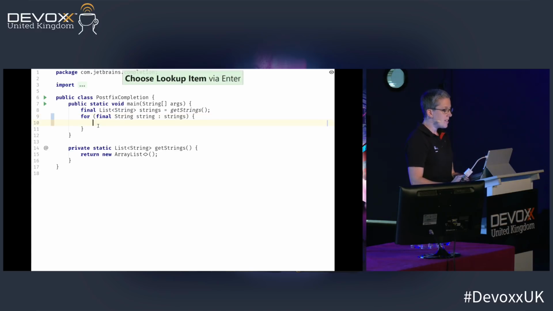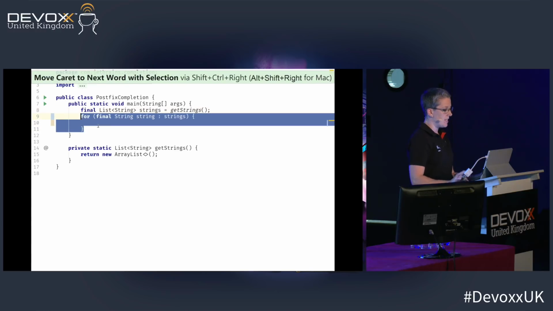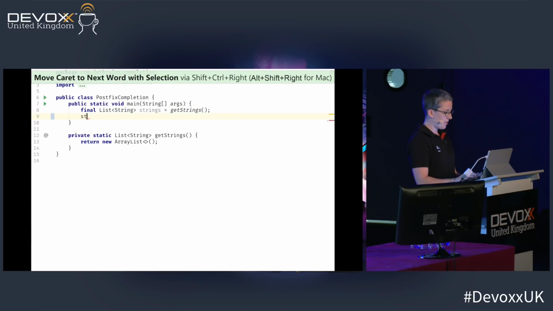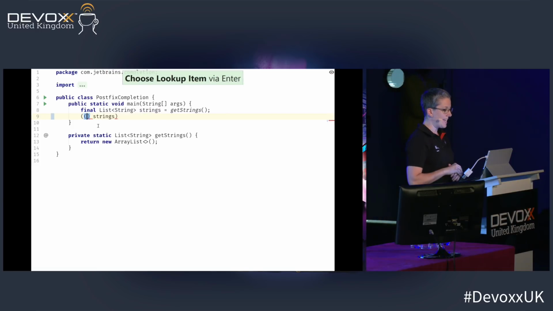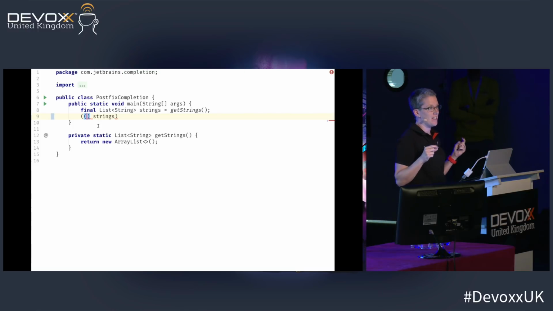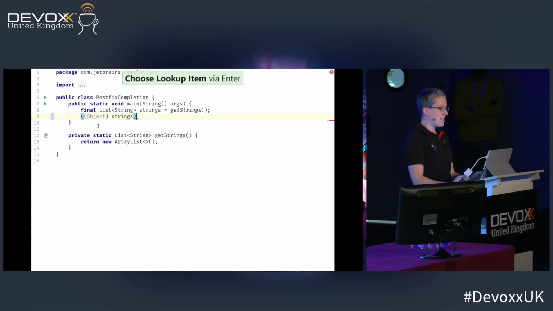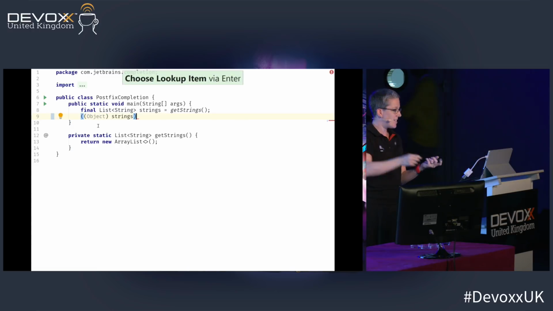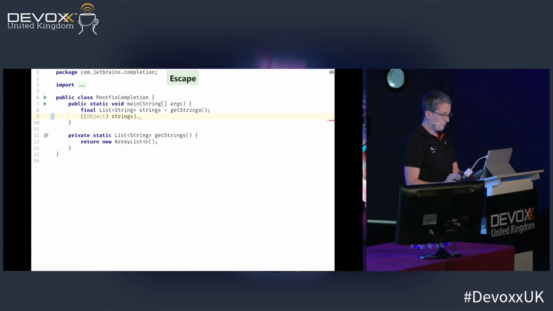One of the other things I really like postfix completion for is casting. So strings, and then you can cast, and it will automatically do that tedious thing with all the brackets that you need for casting. I'm going to cast this to an object because I hate the person who's going to read the code afterwards. You press enter, and it will take you to the right place to start doing something on the object.